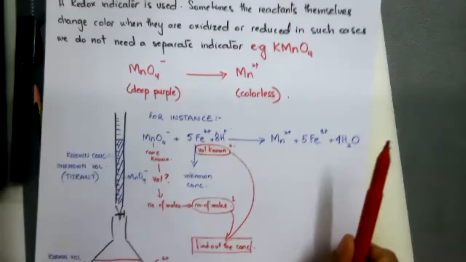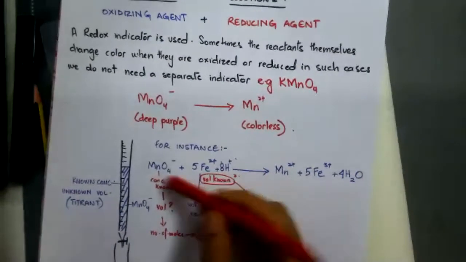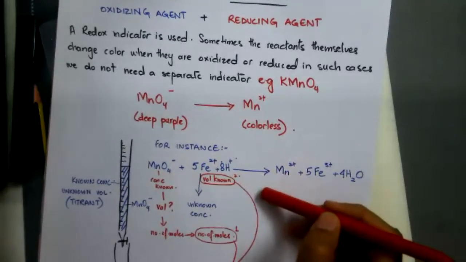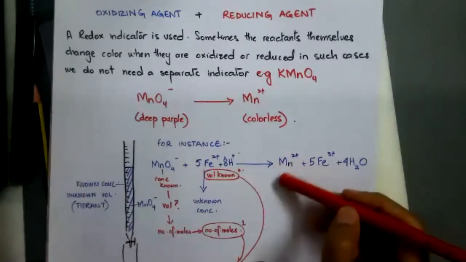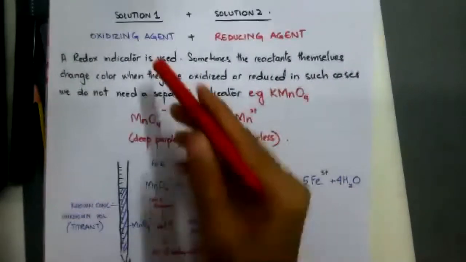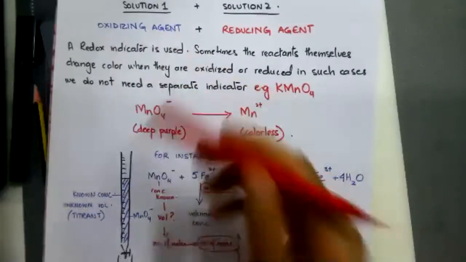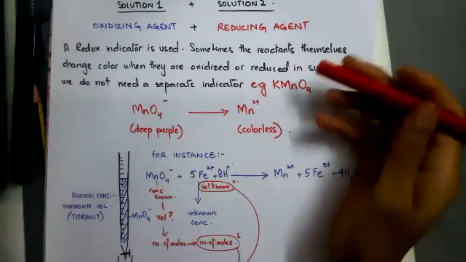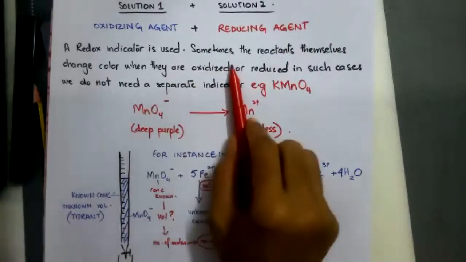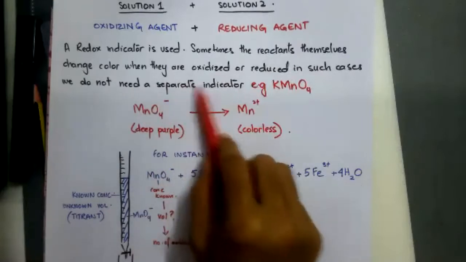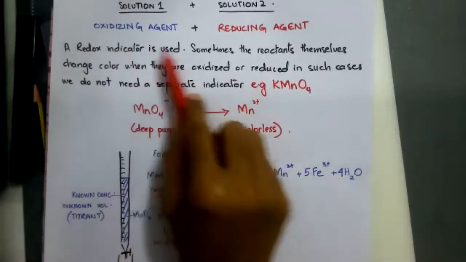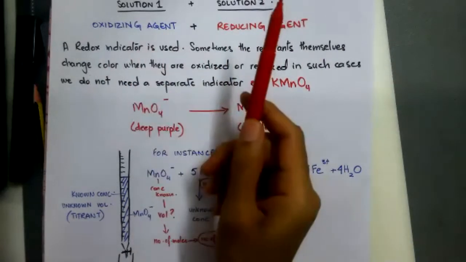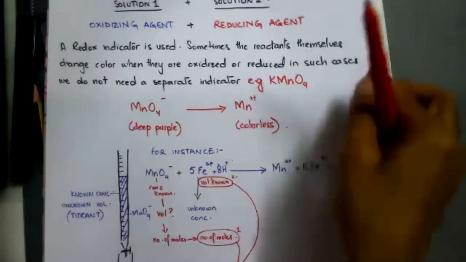If both the reactants are colorless and they do not undergo any color change even after a redox reaction is complete, then you will have to use an indicator that will change its color when it gets oxidized or reduced. Sometimes the reactants themselves change color when they're oxidized or reduced. In such cases, we do not need a separate indicator, but otherwise a redox indicator is used. For example, iodine solution is a redox indicator.